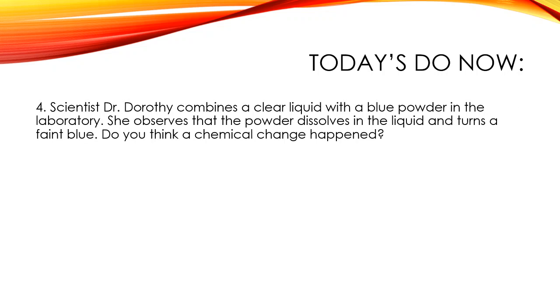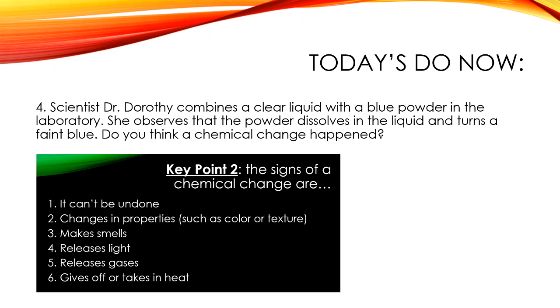And this one, number 4. Scientist Dr. Dorothy combines a clear liquid with a blue powder in the laboratory. She observes that the powder dissolves in the liquid and turns a faint blue. Do you think a chemical change happened? Well, the last thing that we learned about chemical changes is that there are 6 signs that you can look for to tell whether or not a chemical change happened.